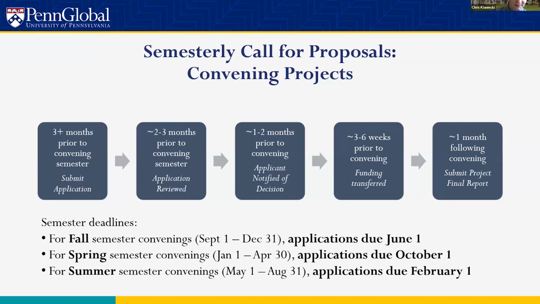We ask for your application three months or more prior to when you plan to have your convening in that semester. It usually takes us a few months to review those once we've received them. It's an internal review by Penn Global and also peer reviewers that we engage, and we're able to figure out what the decisions are going to be about one to two months prior to your convening, with funds released about three to six weeks beforehand. Next slide, please.